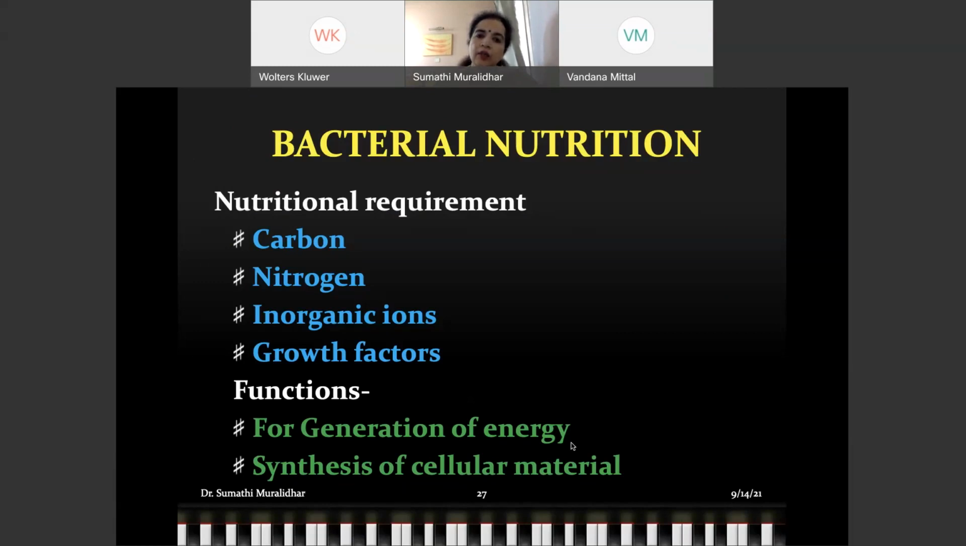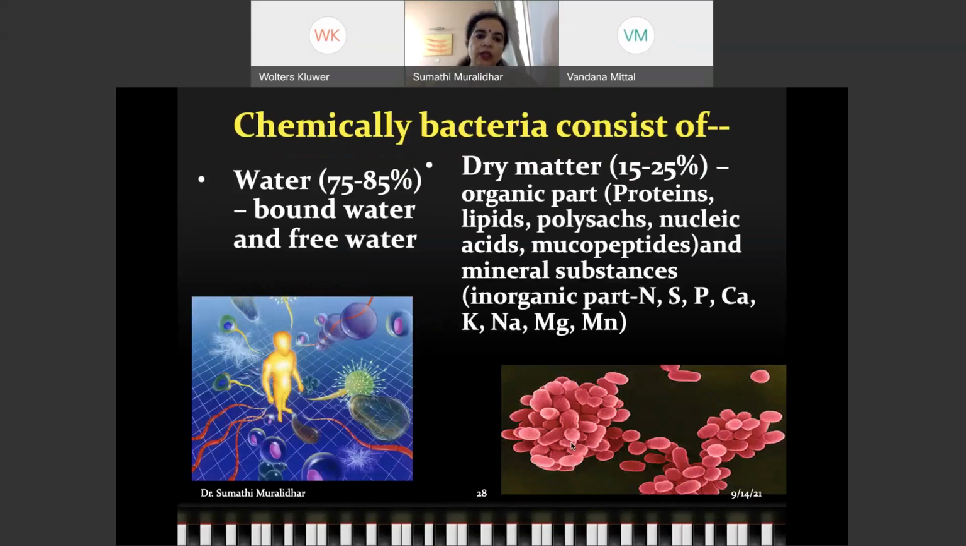Now, chemically, bacteria consist of basically 75 to 85% water, which is in a bound form and free water. And the rest is dry matter, which includes organic and inorganic parts, just like human beings. So in the organic part, you have the proteins, the lipids, the polysaccharides, the nucleic acids, mucopeptides, and the mineral substances or inorganic part includes nitrogen, sulfur, phosphorus, calcium, potassium, sodium, magnesium, manganese, and all of these in smaller quantities.